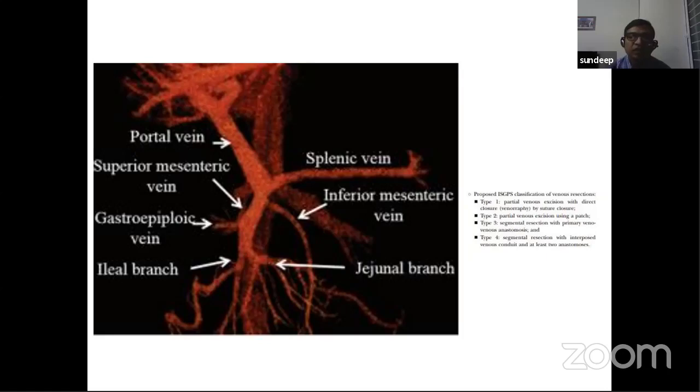In fact, in our experience, end-to-end anastomosis is possible to the extent of 4.5 centimeters of resection of the portal vein SMV complex, where by an extensive Kocher and Cattell-Braasch maneuver, we could still do the end-to-end reconstruction.